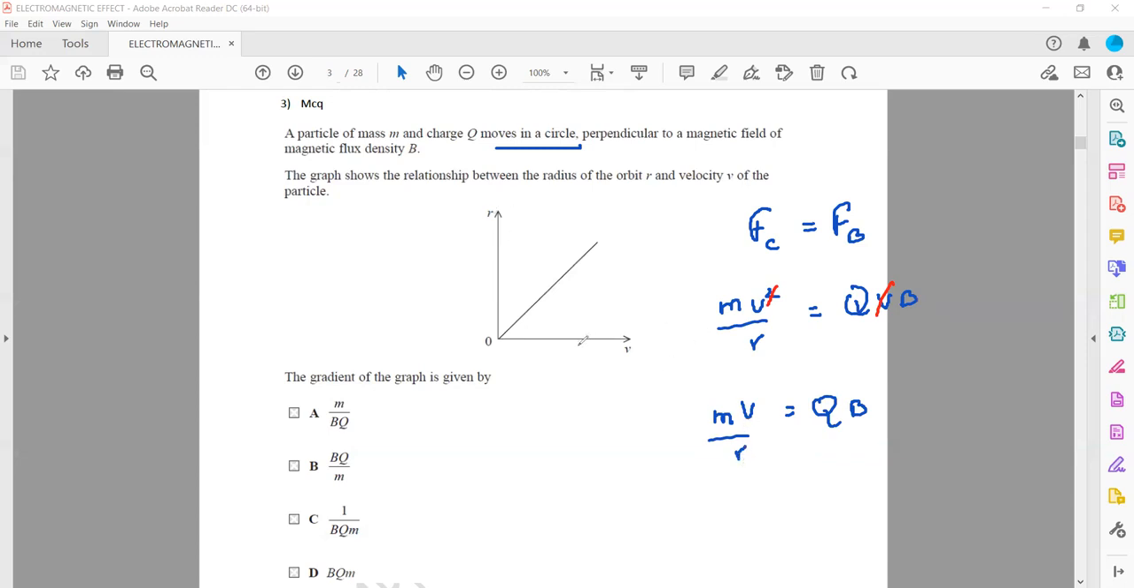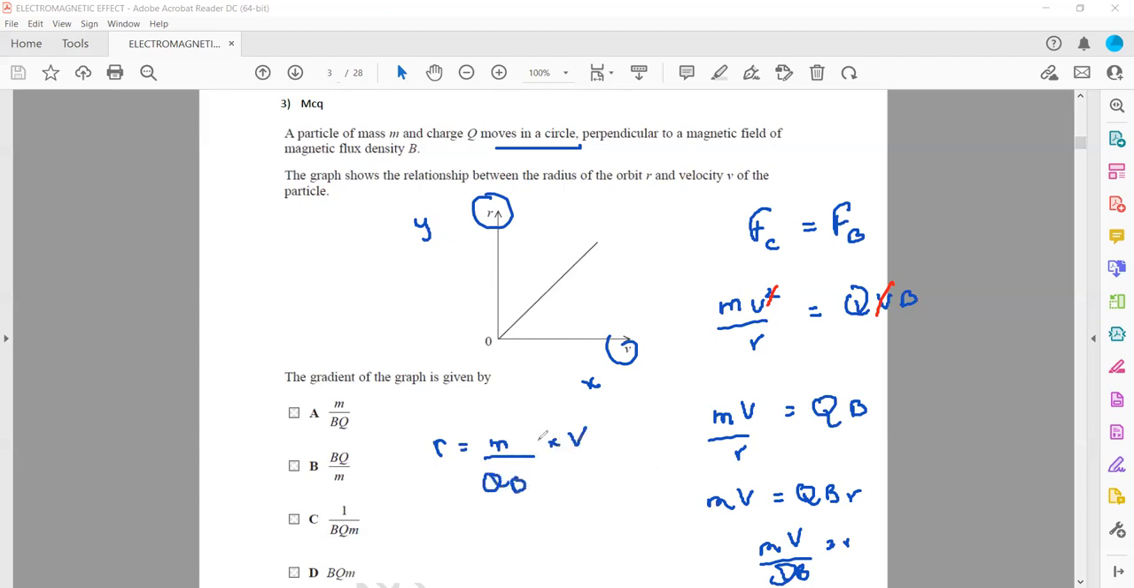And we are plotting a graph. We have r on the y-axis and v on the x-axis. So r is divided on one side, multiplied on the other, so mv equals qBr. Or I can say mv over qB equals r. Or I can say r equals m over qB into v, like I just rearranged.